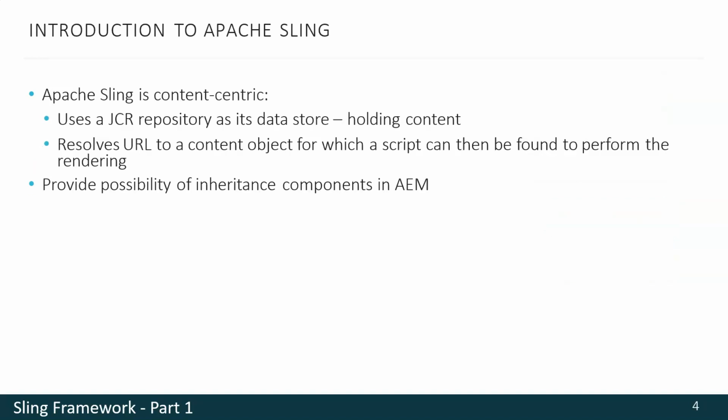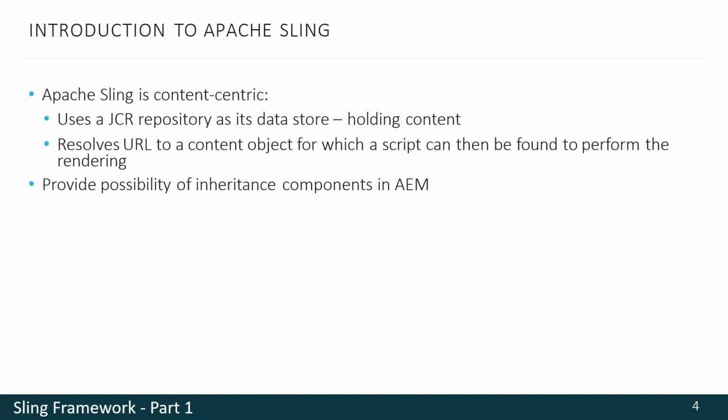So again, Apache Sling is content-centric. That means that when processing a request, it first finds the content, then based on the content and request data, it determines how to render it. The Sling framework uses a JCR-based repository as its data storage. In AEM, all its data including the content, application binaries and configurations are stored in the JCR repository.